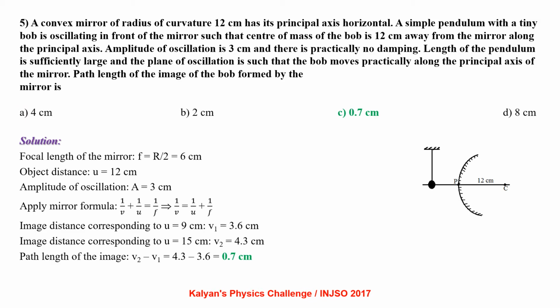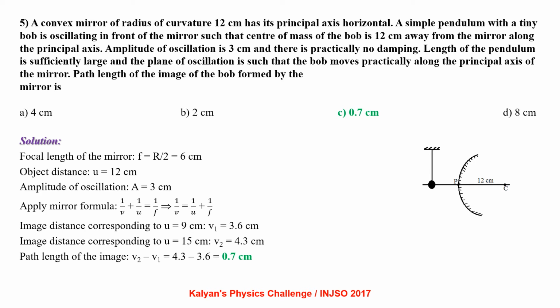A convex mirror of radius of curvature 12 cm has its principal axis horizontal. A simple pendulum with a tiny bob oscillating in front of the mirror such that the center of mass of the bob is 12 cm away from the mirror along the principal axis. Amplitude of oscillation is 3 cm and there is practically no damping. Length of the pendulum is sufficiently large and the plane of oscillation is such that the bob moves practically along the principal axis of the mirror. Path length of the image of the bob formed by the mirror is.